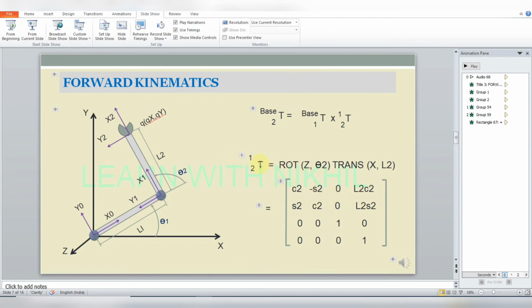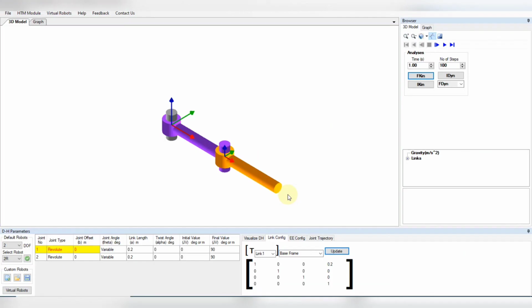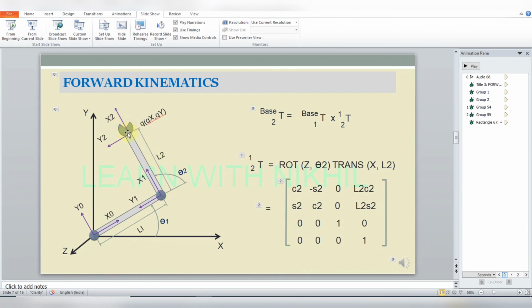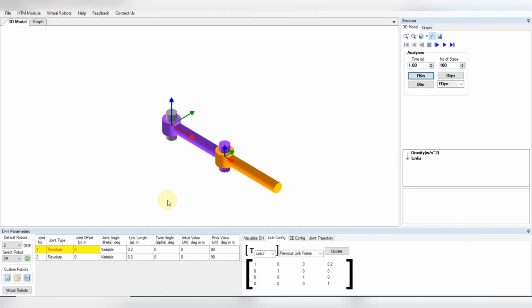Same for T2 with respect to the previous frame. So now if I click here on link 2, this is the transformation of link 2 with respect to the base frame. Now this is the total, but we want the transformation of link 2 with the previous frame. So this is the previous frame, and here is the transformation of link 2 with respect to the previous frame.